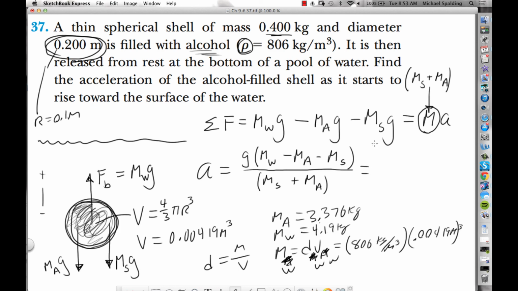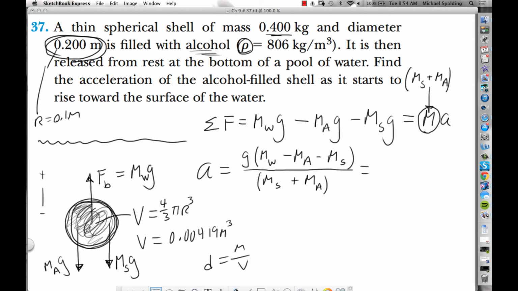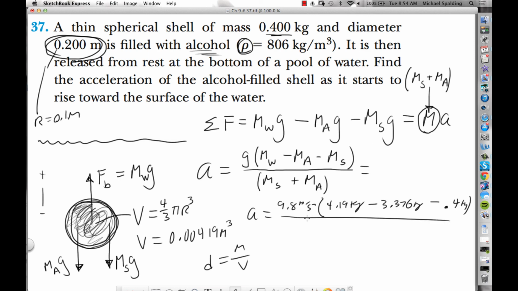Okay, so now we plug in up here. We're looking for the acceleration. So you're going to go 9.8 meters per second squared. Mass of the water is 4.19 kilograms minus the mass of the alcohol, 3.376 kilograms, minus the mass of the shell, which is 0.4, and then divide this by the shell plus alcohol, which is 3.776, and we get an acceleration of 1.07, which is the answer.